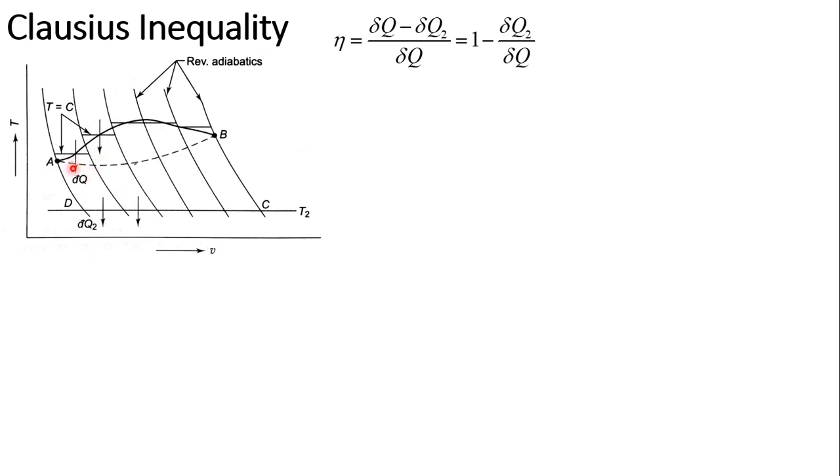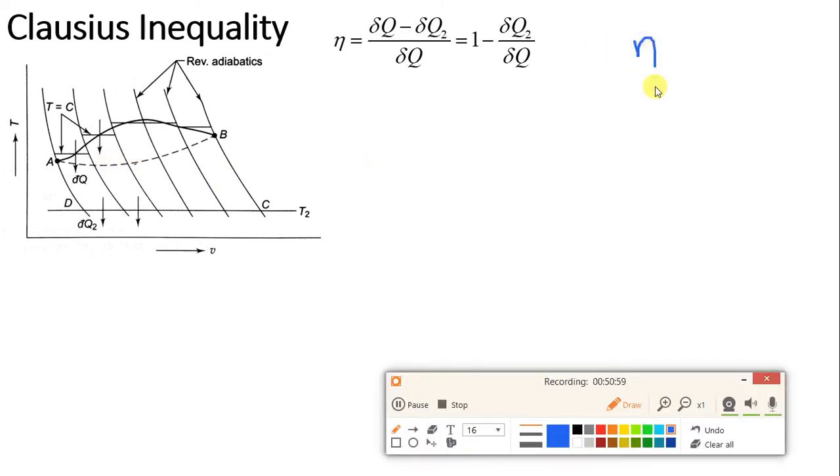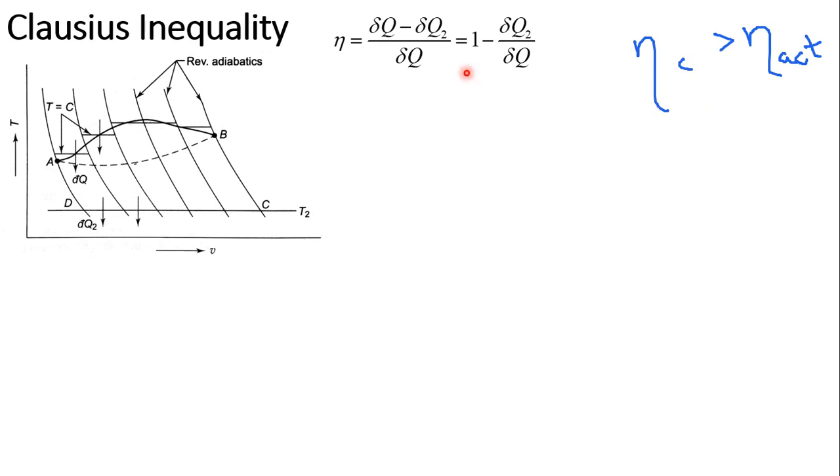Now if you consider this, we have two cycles. One, A, B, C, D, A, is reversible, and the other with AB along the lower part is irreversible. We have already studied that the Carnot efficiency of an engine is greater than the actual efficiency of the engine. This we also studied in the second law. So we will make use of this now.